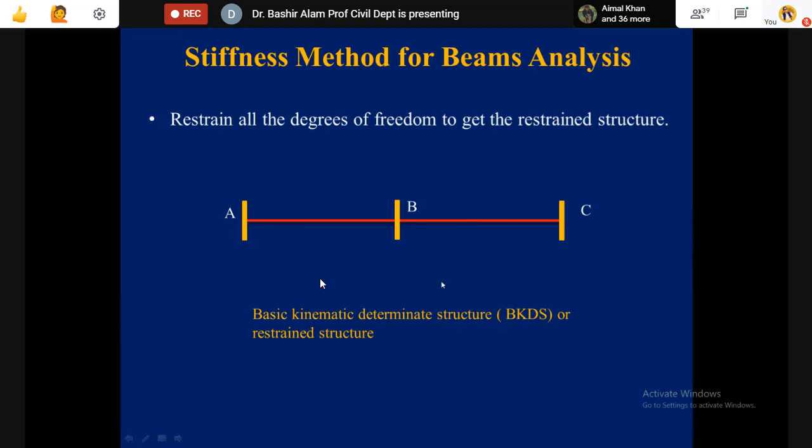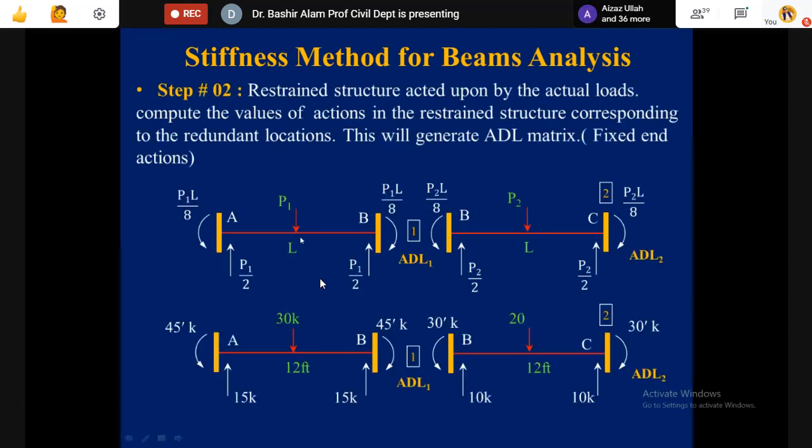After this, we move to step number 2 now, and we will be applying load to this basic determinate structure. You see here at B we have a fixed support, and at C we have a fixed support. You can bring them together also, this B joint, you can show it together. But for convenience, it has been separated at this fixed joint into 2 fixed supports. So here P1, P2, we have actually applied loads at these locations. 30 kip, and in BC span, it was 20 kip.